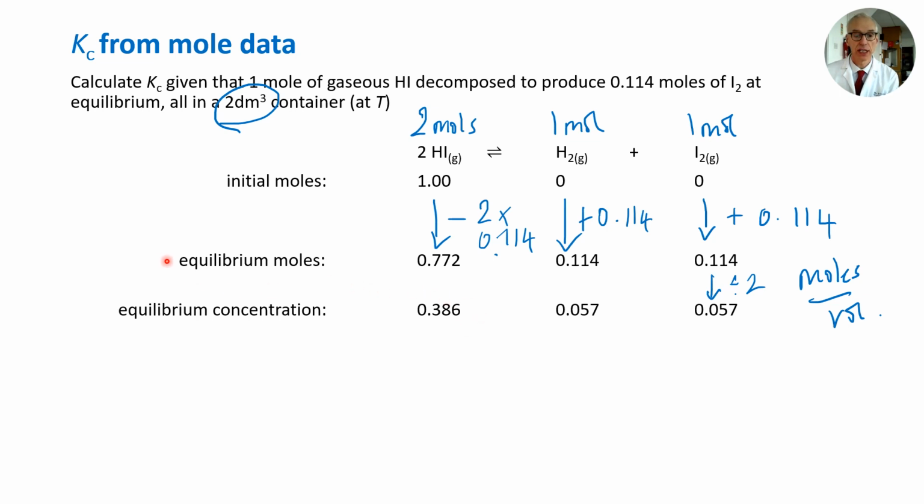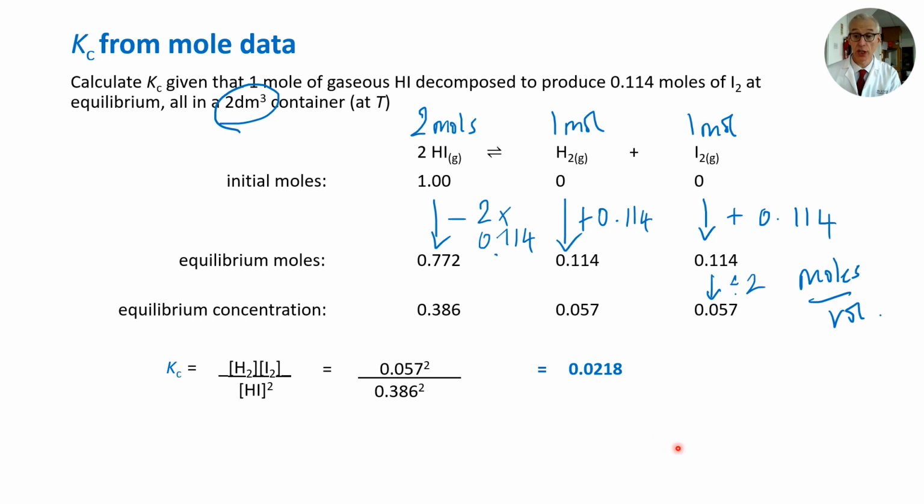I've divided the equilibrium moles by 2 because the total volume is 2 decimeters cubed. The volume of the container is 2 decimeters cubed. So my concentration is moles divided by volume. I now just produce the Kc expression, plug in my equilibrium concentrations, and then solve for the value of Kc.